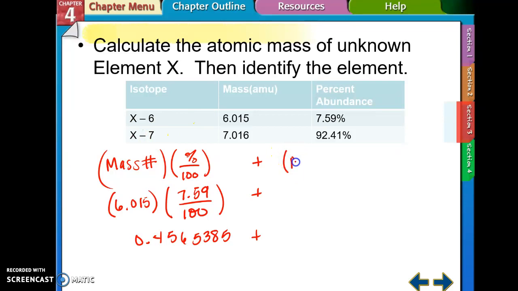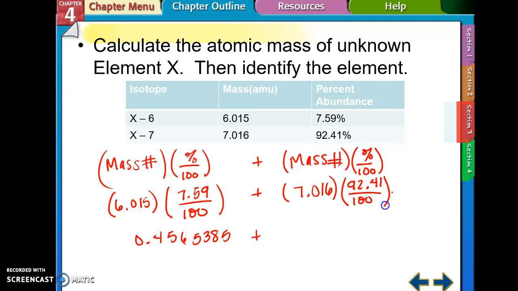Then I'm going to end up adding this to X7. So I'm going to do the same thing. Mass number times percent divided by 100. And so that's going to end up being 7.016 given to me in the table right here. And then the percentage is going to be 92.41 divided by 100. So right there I'm going to do 7.016 times (92.41 divided by 100), and I'm going to get 6.4834856. You can round that to 2 decimal places if it makes you feel better.